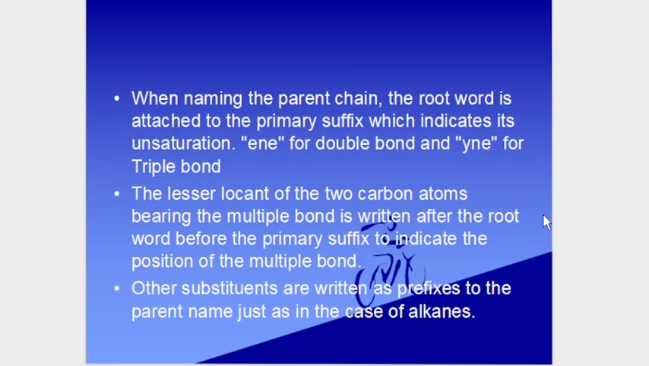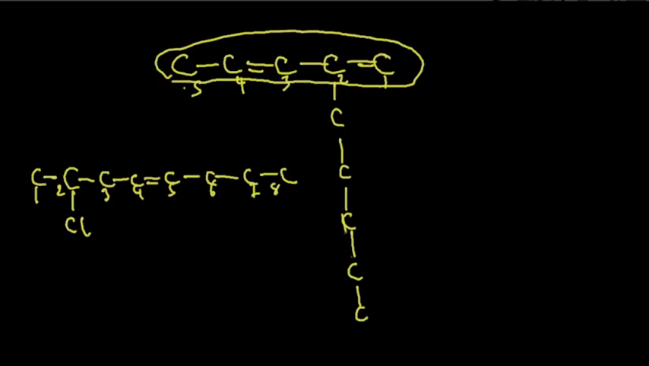So when naming the parent chain, the root word is attached to the primary suffix, which indicates its unsaturation: ene for double bond and yne for triple bond. Okay, so we have two compounds there, so let's have their parent names. I'm going to change one of them, so let's change this to yne.